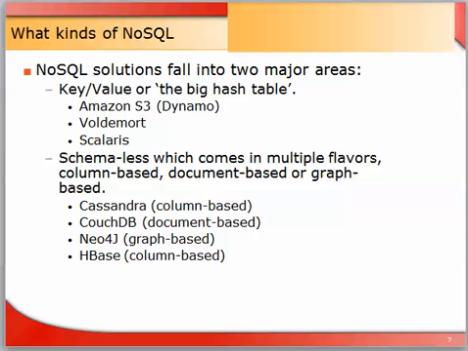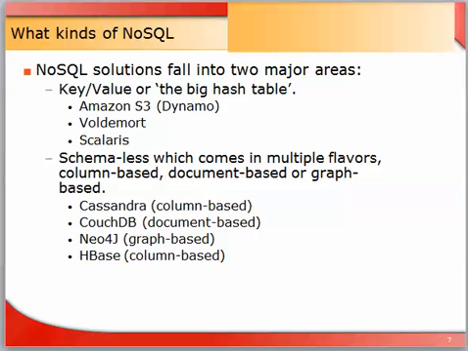What kind of NoSQL do we use? NoSQL solutions fall into two major areas. First is key value, or the big hash table, which Amazon S3, Voldemort, and Scalaris use. Second is schemaless, which comes in multiple flavors: column based, document based, or graph based. HBase is the data storage solution for Hadoop.